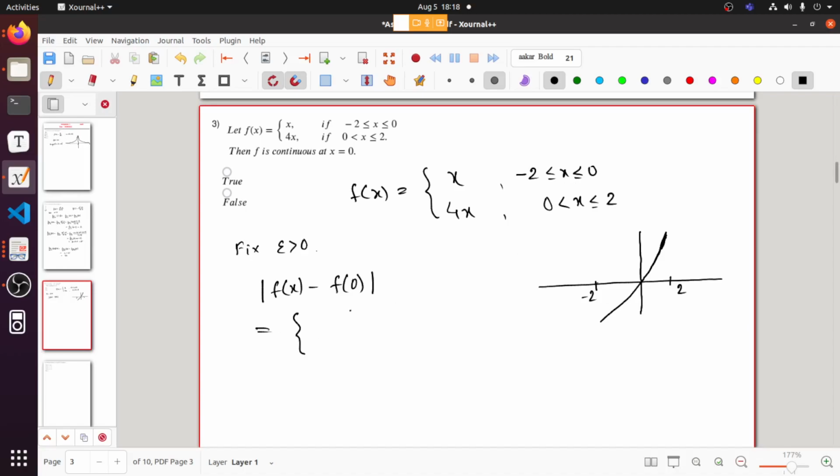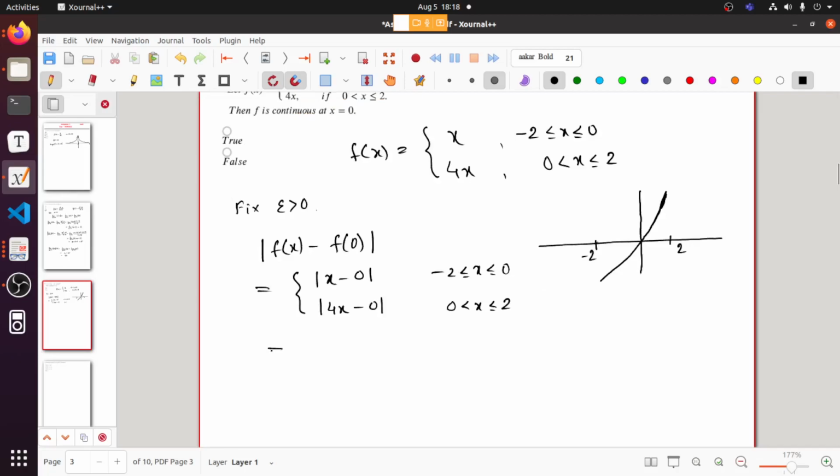So when x is less than 0, then what will be the f(x)? This is x, and f at 0 it is 0, and for positive it is 4x minus 0. So this is for minus 2 less than x less than 0, and this is for 0 less than x less than root 2, right? So just write it down again. What is this? This is mod x for minus 2 less than x less than 0, and this is 4 mod x for 0 less than x less than root 2.